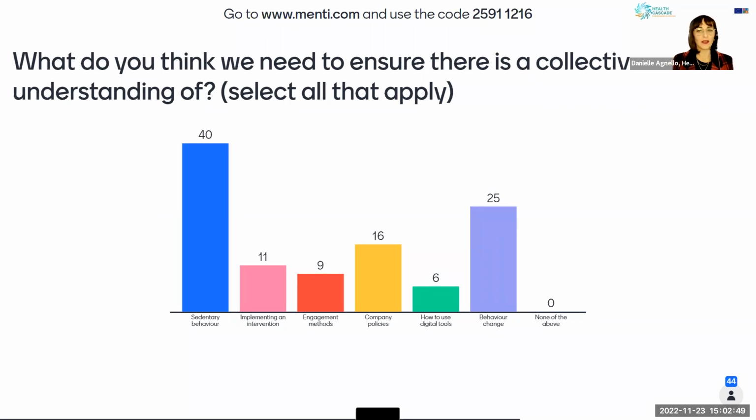People are coming in hot, very nice, lots of responses. You see our top hitter is sedentary behavior. So you definitely were listening to our problem statement. We also have behavior change. And in third place, we have the company policies. All right, we'll give a little more time as people are responding. Seeing some changes here. None of the above has some responses. Digital tools are coming in as well. So thinking back to, we're doing a project in an SME to address sedentary behavior with employees.